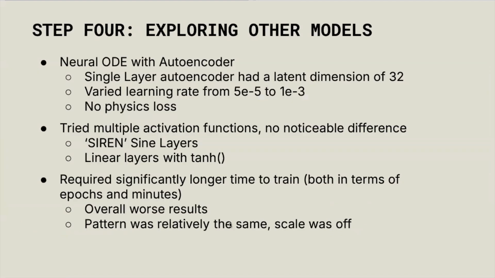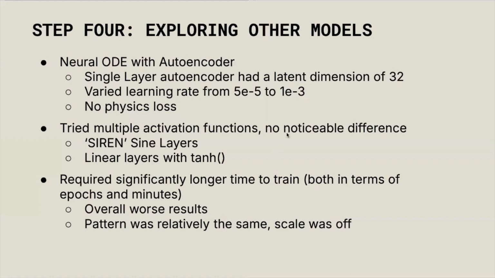So the last thing we did is we created a neural ODE with an autoencoder to compare against the results we got from the PINN. So just a brief overview of this, we did a single layer autoencoder with a latent dimension of 32. We tried varying the learning rate from 5e-5 to 1e-3. We also tried multiple activation functions. We used siren layers. We also tried linear layers with an inverse tangent or hyperbolic tangent function.